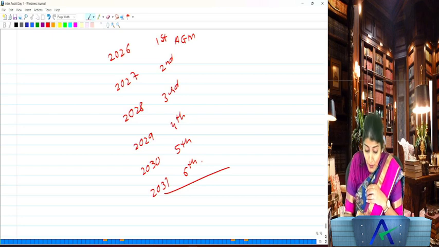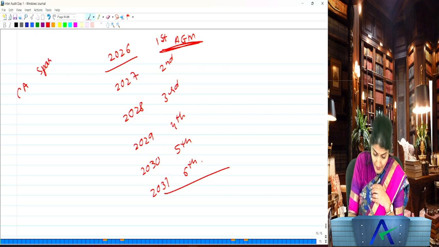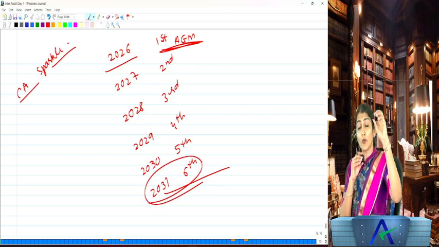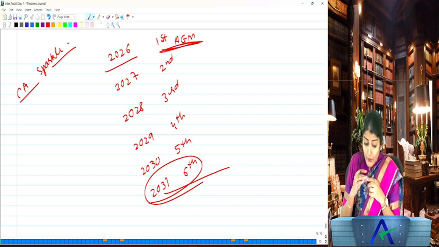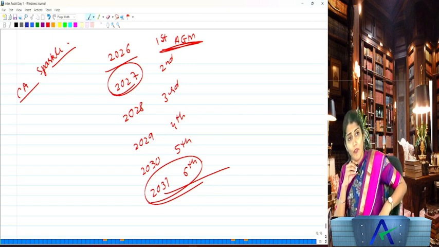Okay. So in 2026 AGM, they appointed CA Sparkle as the auditor. Now as such, CA Sparkle can continue as the auditor till 2031. Are you all with me? Okay. Now, but 2027, will AGM of Growth Limited take place?